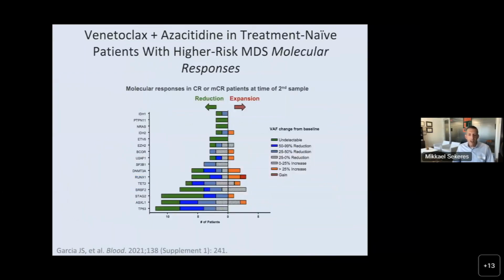In this presentation by Jacqueline Garcia of venetoclax plus azacitidine in patients with higher risk MDS, we do see that you can measure a reduction in variant allelic frequency of specific molecular mutations in patients who achieved a CR or a marrow CR over time. So once again, I'm not saying that there's a specific mutation that predicts a response to the combination of azacitidine and venetoclax in higher risk MDS, but mutation variant allelic frequency can be measured as an adjunct to response in patients who ultimately do have a clinical response in this disease.